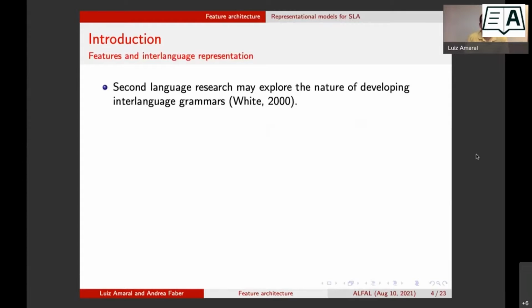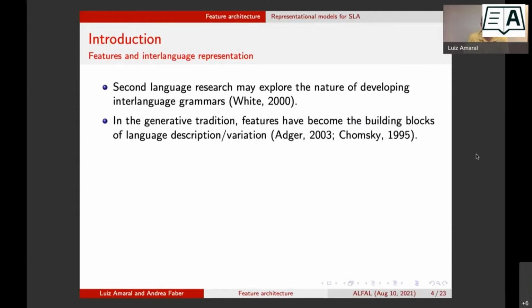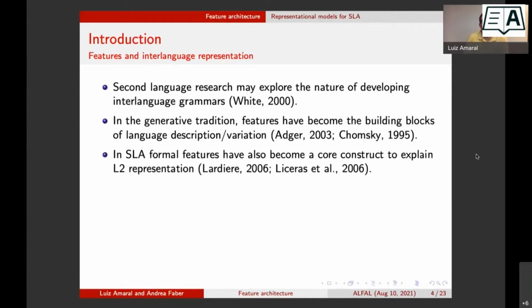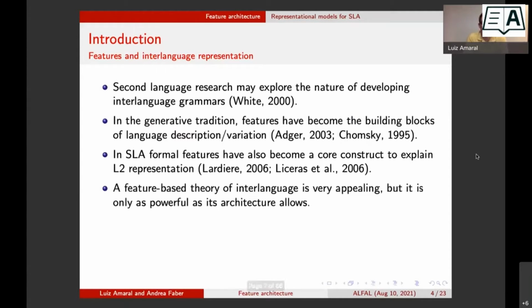Okay, so second language research, as White has put it, may explore the nature of developing interlanguage grammars, right? So in the generative tradition, features have become the building blocks of language description and variation. We're going to use a lot here the work by Adger, okay? So in SLA, formal features have also become a core construct to explain L2 representation. And I cite here Lardiere and Juana's work, also Licita's work and others, but there are many other sources that we could cite. But we are going to be dialoguing directly with Lardiere's proposal in this presentation.